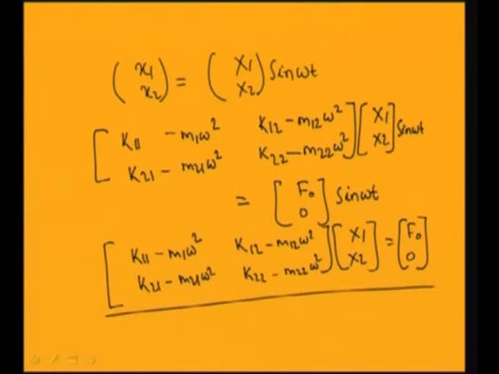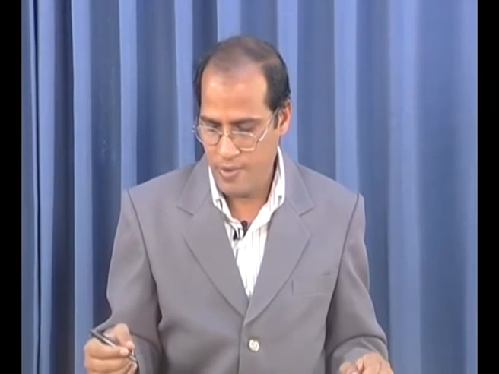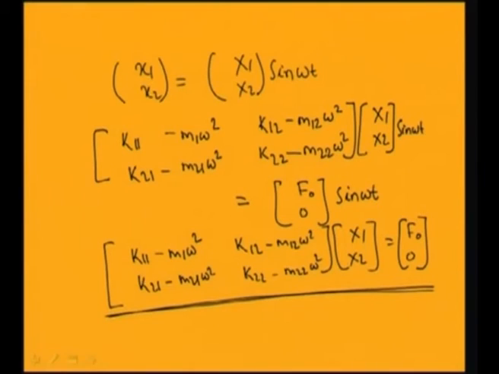So as this is a 2 degree of freedom system, and you have only 2 equations, you can solve these equations to find X1 and X2 by using a number of methods. Directly you can solve this like this: k11 minus m11 omega square into X1 plus k12 minus m12 omega square into X2 equal to F0, and the second equation: k21 minus m21 omega square X1 plus k22 minus m22 omega square X2 equal to 0. So you can solve these 2 equations to find X1 and X2.